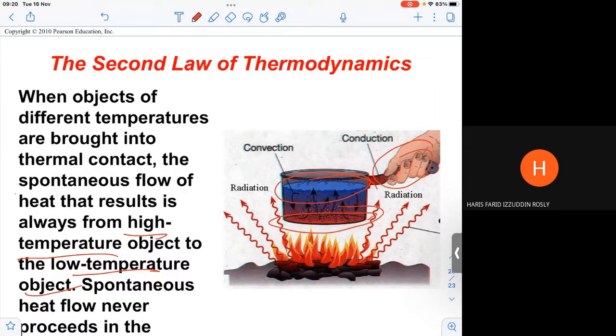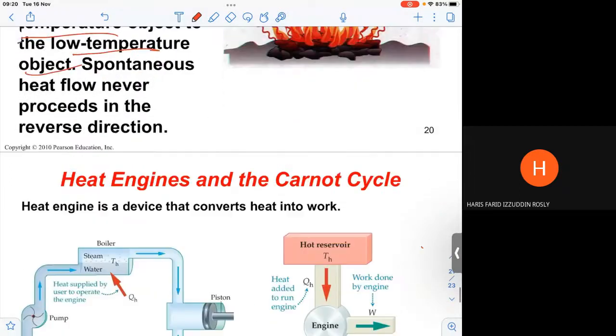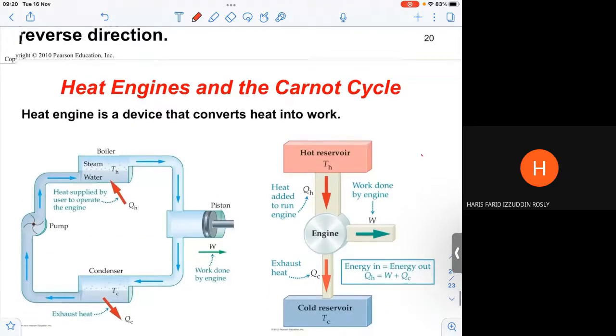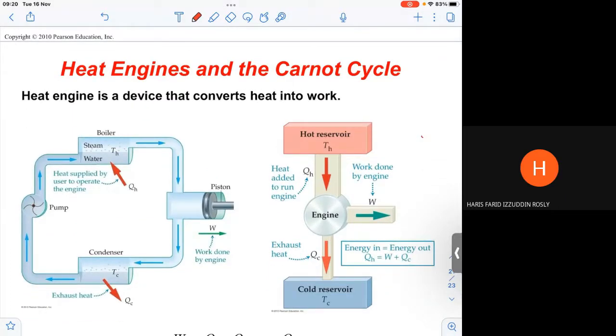that heat will flow from high temperature to low temperature. So without further ado, I would like to introduce to you the heat engines and the Carnot cycle. So what is the heat engine and the Carnot cycle?